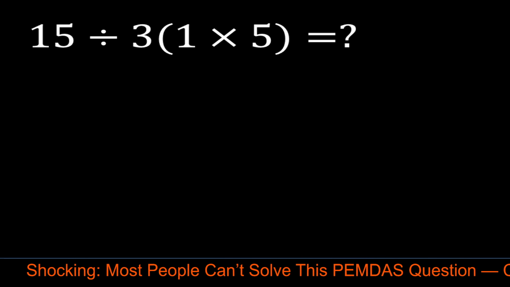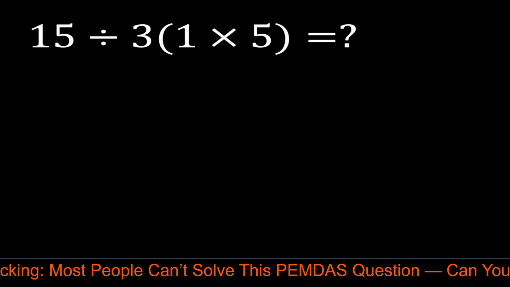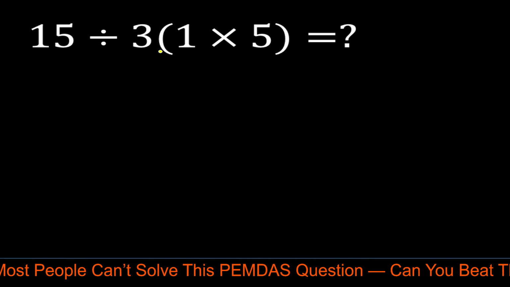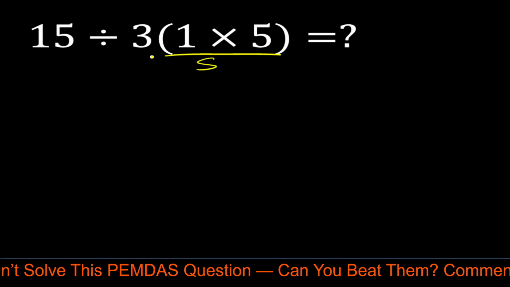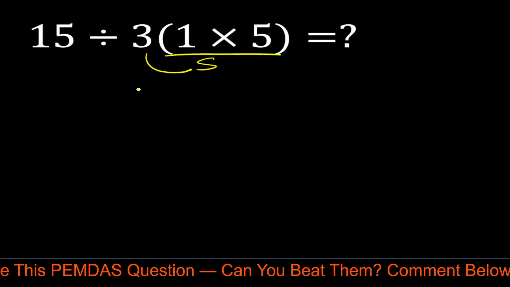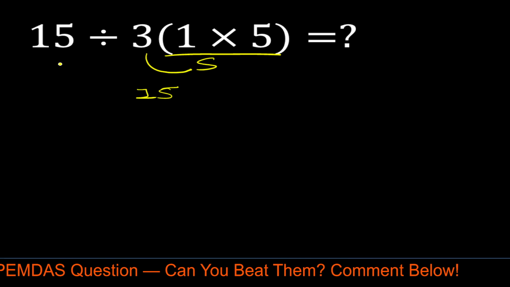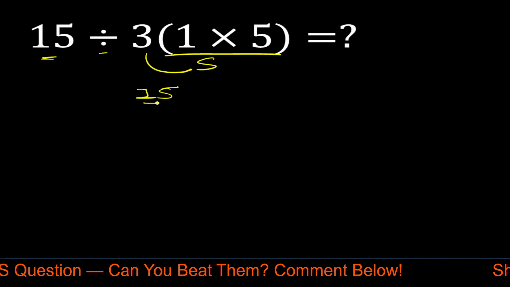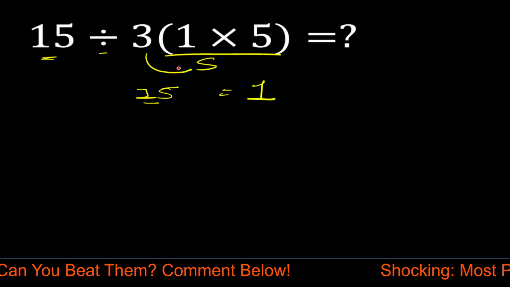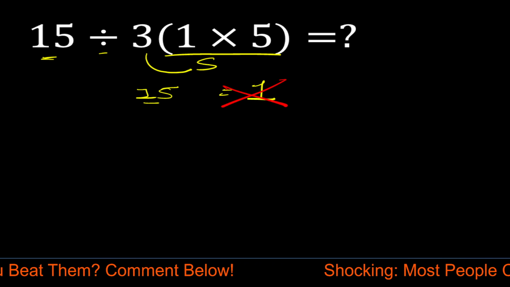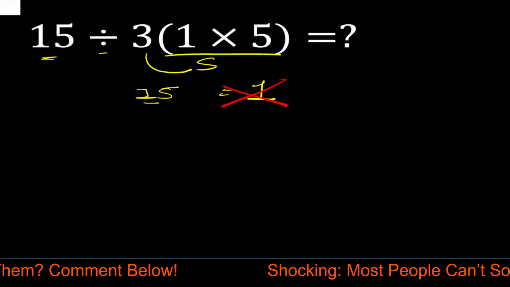So most people solve this question like 1 times 5 is equal to 5, right? Now 5 times 3 is equal to 15, right? Now 15 divided by 15 is equal to 1, right? But this answer is not correct. This answer is completely wrong.